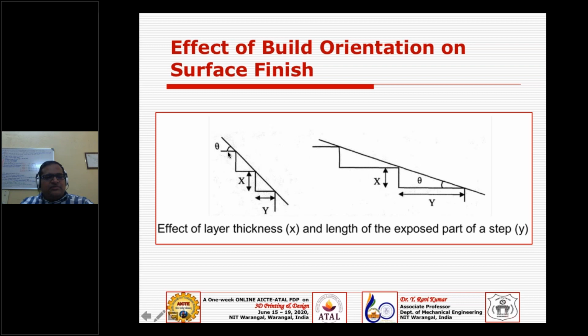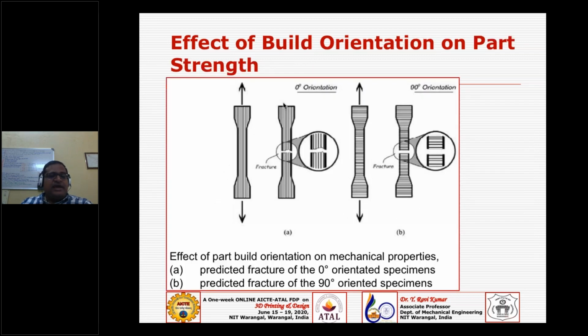So your angle is a major thing here to judge your surface finish. If the angle is more, as you can see, the deviation is less. But if the angle is less, your deviation is more. So if you take the combined or cumulative effect of this error, it may be more here than this. So your orientation is affecting your accuracy or surface finish, right? And then mechanical strength.